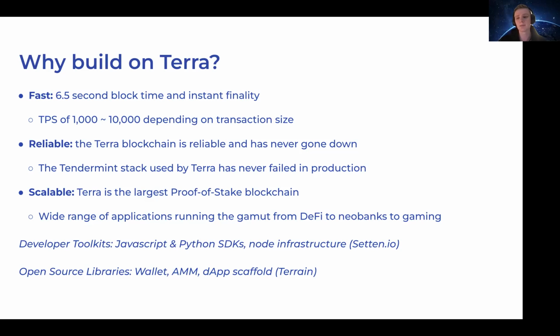And this has been battle tested. Terra is not the only one that uses it. Basically, any Cosmos blockchain or Cosmos-enabled blockchain uses Tendermint. And Terra is scalable. So Terra is the largest proof-of-stake blockchain.